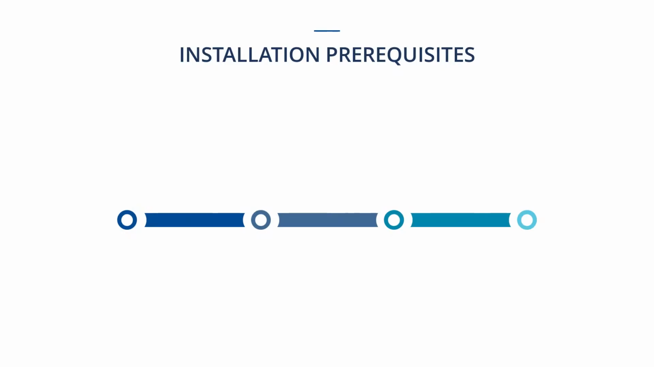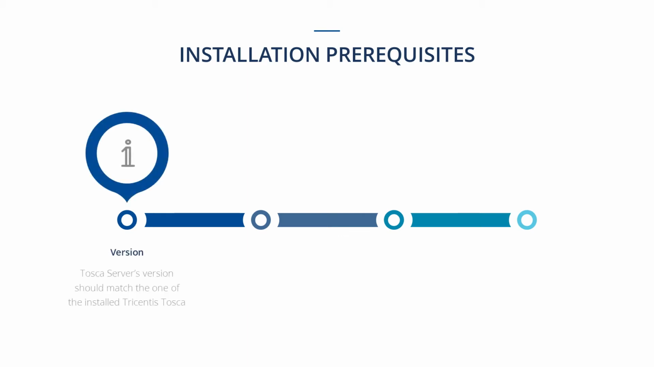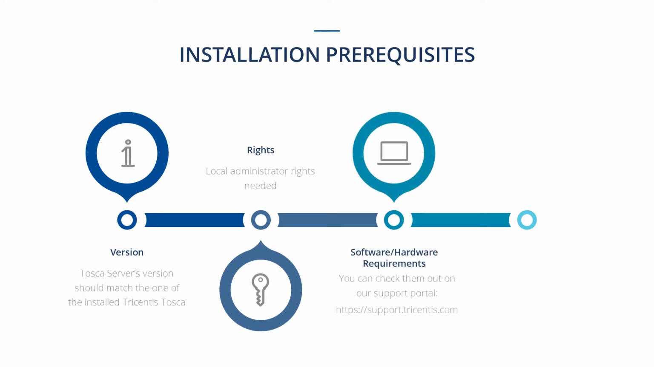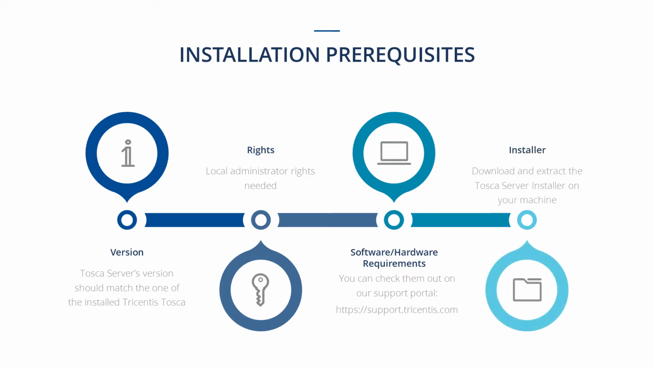Firstly, to be able to successfully install Tosca Server, you'll need to make sure that some prerequisites are met. The version of Tosca Server that you want to install should match the one of Tricentis Tosca installed on your machine. You'll also need to have local administrator rights to install Tosca Server. You can consult the software and hardware requirements on our user manual, which you can find online on our user support portal. Finally, you'll need the Tosca Server installer downloaded on your PC.